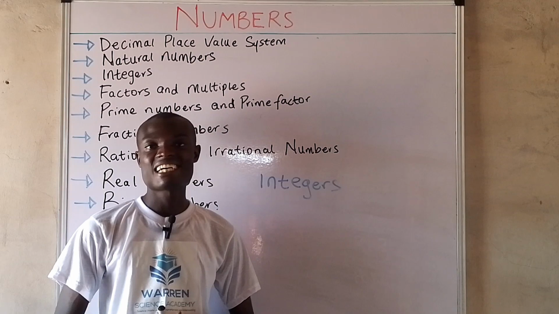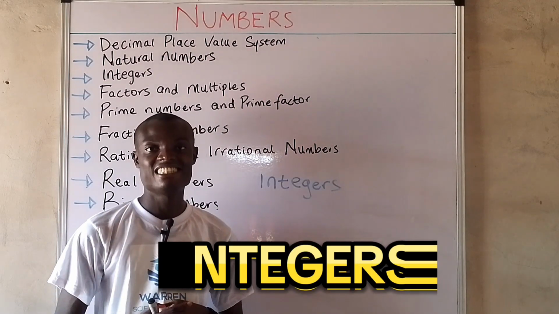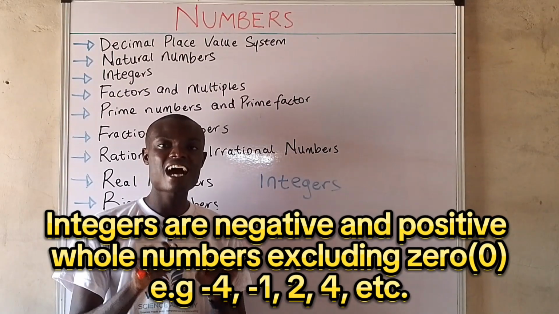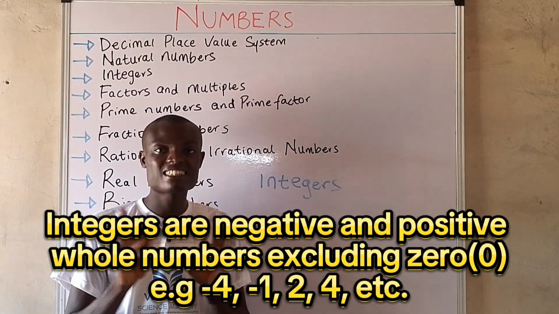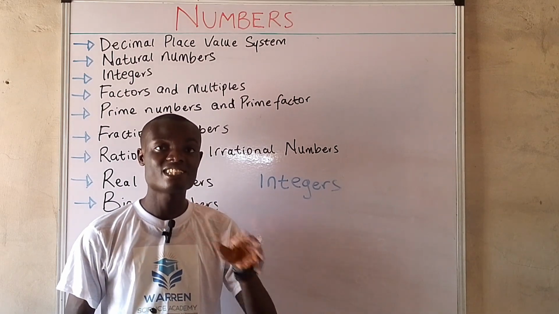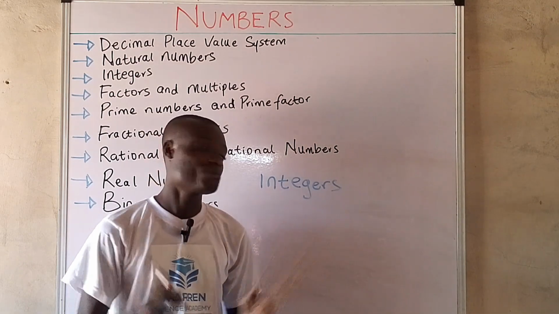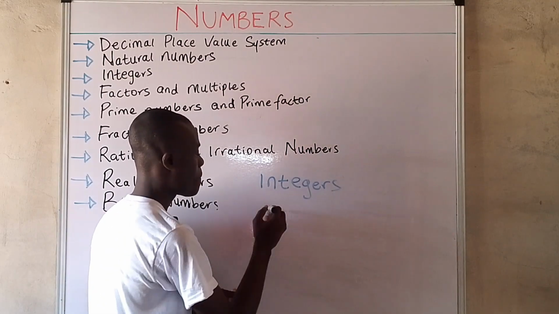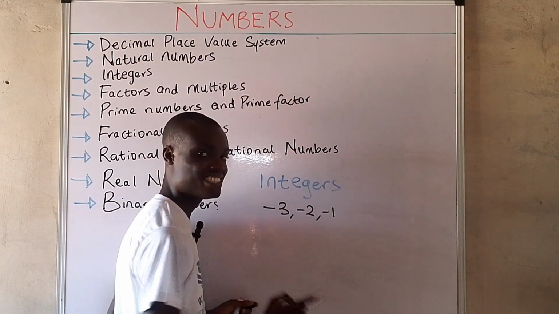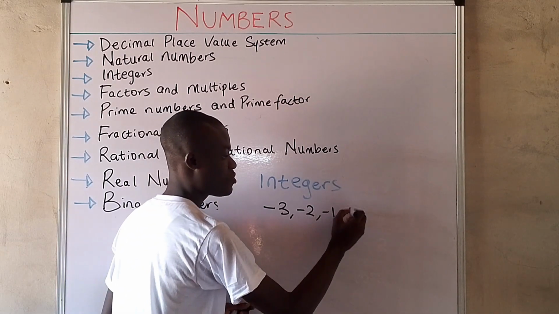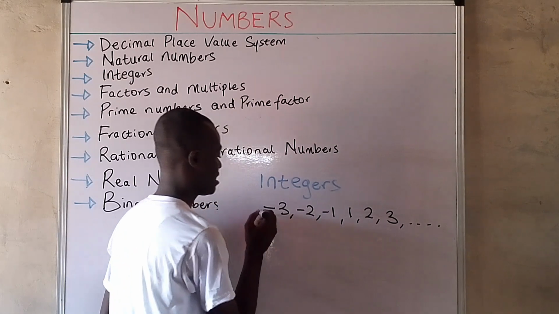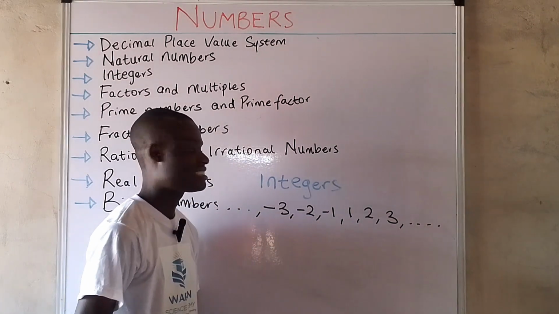So move on to look at the third subtopic, which is integers. Now, what are integers? Integers are both negative and positive numbers. Remember, excluding 0. 0 is not an integer, just like 0 is not a natural number. So for integers, you can have -3, -2, -1. Remember, there's no 0, so the next will be 1, 2, 3. They can continue to both sides.